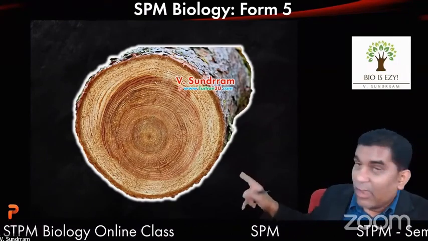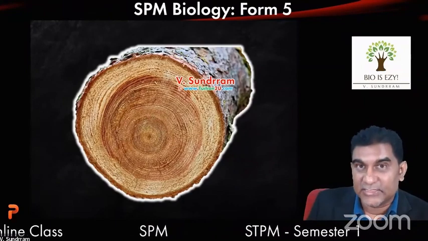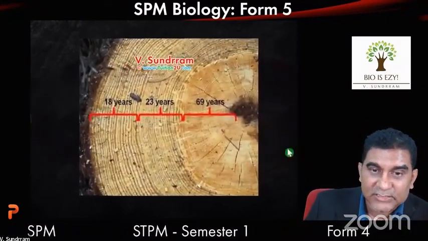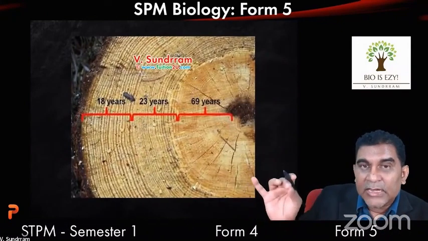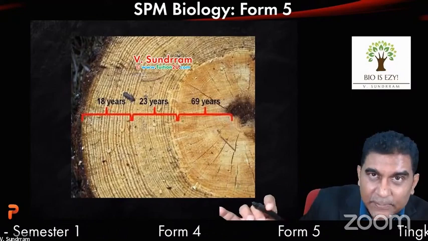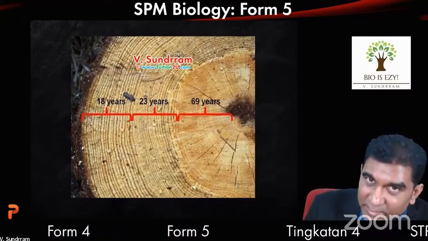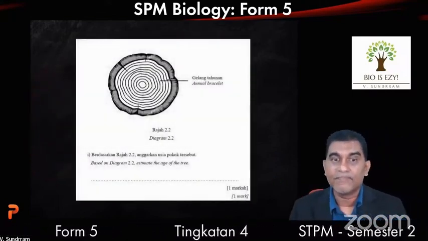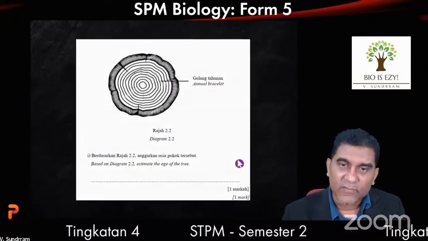So you can actually count the age of the tree by counting the number of rings. Like for example, this tree, they have counted the age. It's almost like 100 years old, this tree. By counting the number of rings, you can estimate the age of the tree. In actual exam, they ask you to do that. Like this is a trial paper question. Based on diagram 2, estimate the age of the tree.